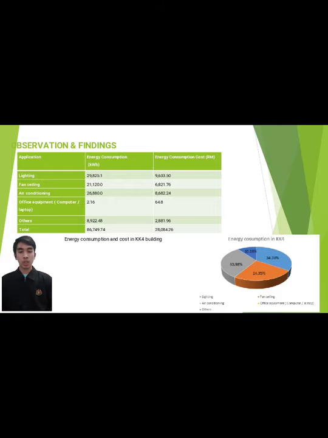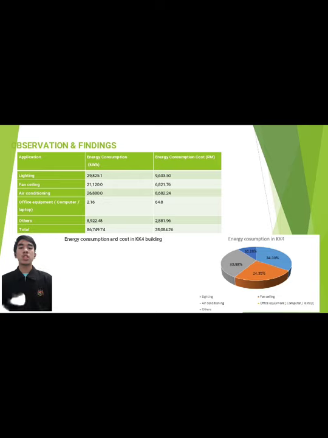From the table of energy consumption and the cost in KK4, we can see that the lighting contributes the highest in energy consumption, which is 34.38%. From the data, the total energy usage costs RM9,633. The data also shows that the air conditioning and the ceiling fan consume high energy, which is 30.98% and 34.3% accordingly. The cost to be paid for the air conditioning and ceiling fan is RM8,682 and RM6,820.